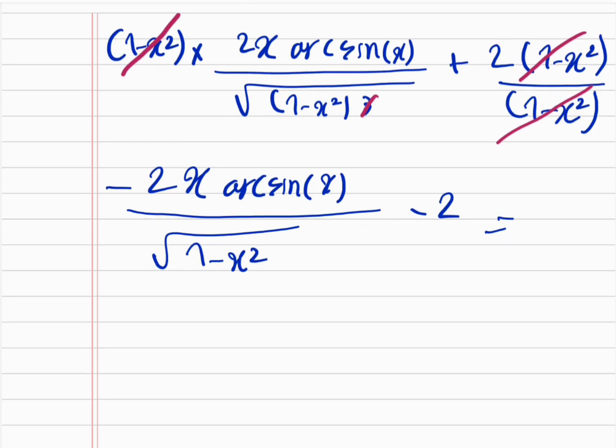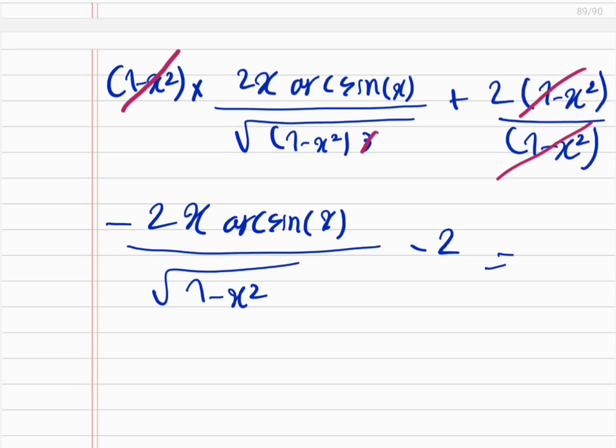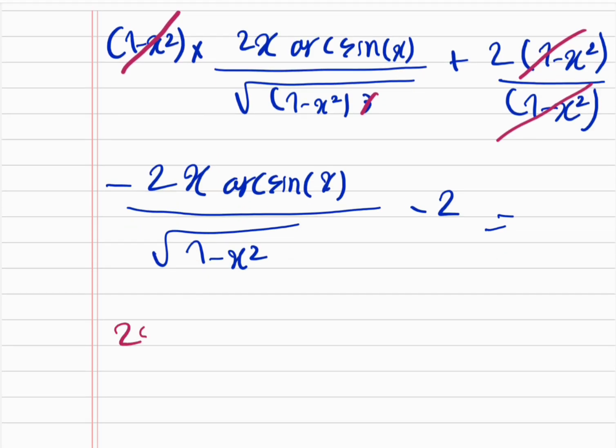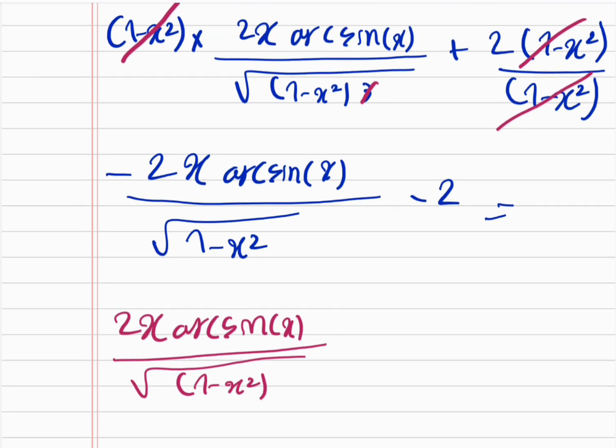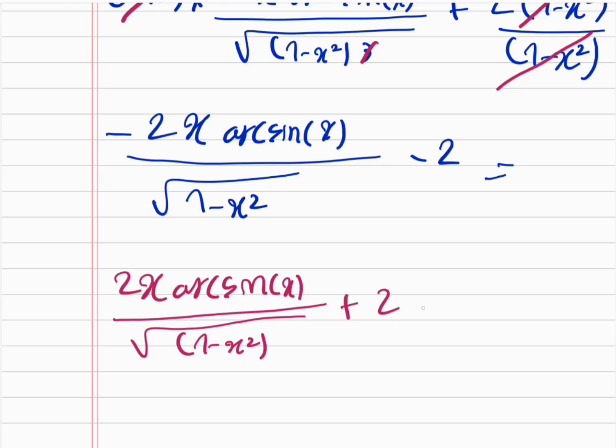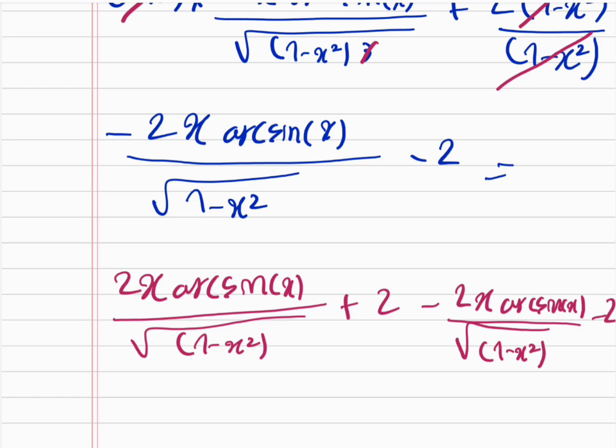So, we can simplify the third term here. Actually, this one can't be simplified for now. So we are going to have 2x arc sine x over only the square root of 1 minus x squared, normal powers for the denominator, plus 2 from the second term, and for the third term, we have minus 2x arc sine x over the square root of 1 minus x squared, so nothing changes from the third term, and finally this minus 2 term at the end.